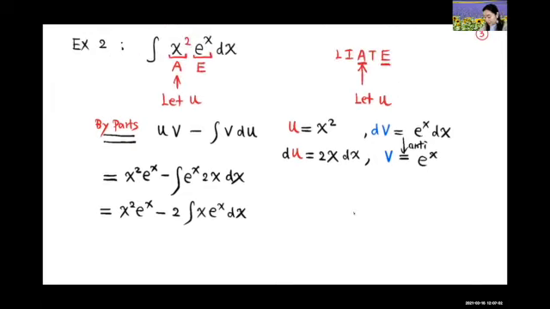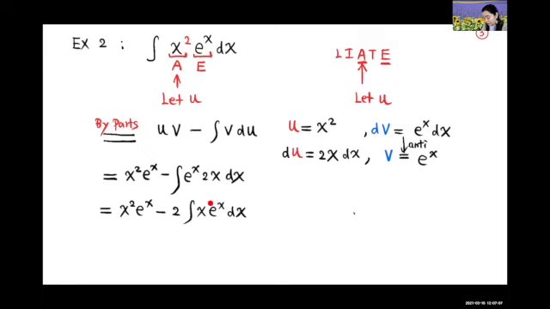Take a look at this integral that we end up with here. The function that we integrate is x to the first power times e to the x. The one we start with is x to the second power times e to the x. So this one here is simpler, right? So we're on the right track. So over here we used integration by parts once.